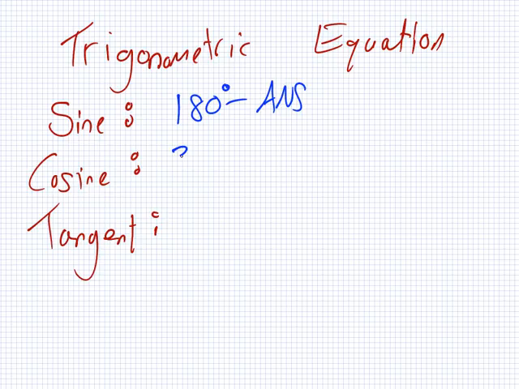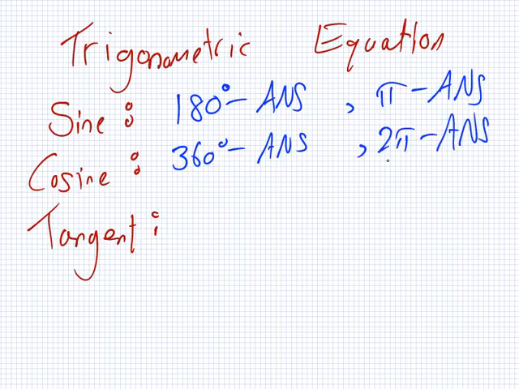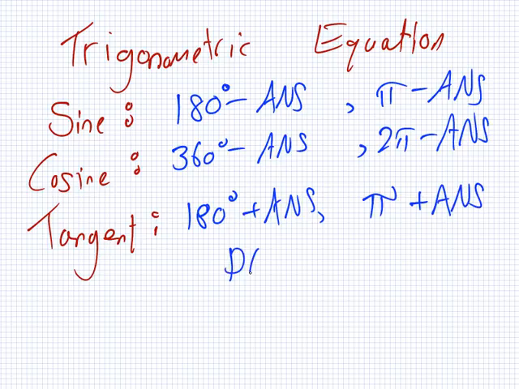Cosine is 360 minus the first answer, and if it was in radians, for example, it would be 2 pi minus the first answer. And tangent is 180 plus the first answer, and again, if it was in radians, it'd be pi plus the first answer. So this is if you're using degrees, and this one here if you're using radians.